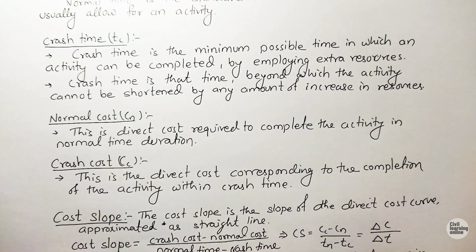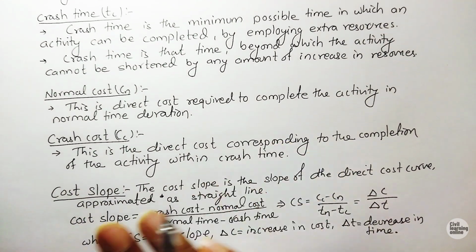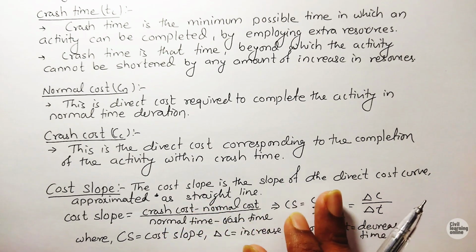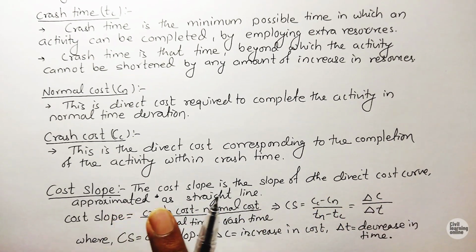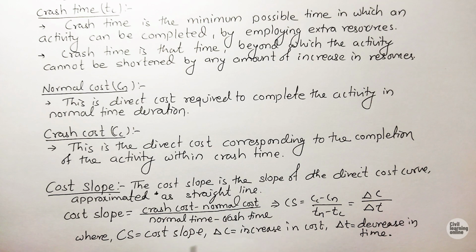And we have a formula for cost slope, and the cost slope is the slope of the direct cost curve approximated as a straight line. The cost slope formula is Cs equals (Cc minus Cn) by (Tn minus Tc), and Cs can be written in short form as delta C upon delta T, where Cs is the cost slope, delta C is the increase in cost, and delta T is the decrease in time.